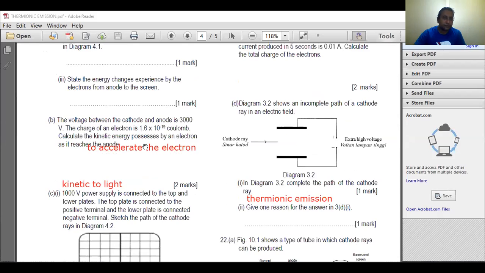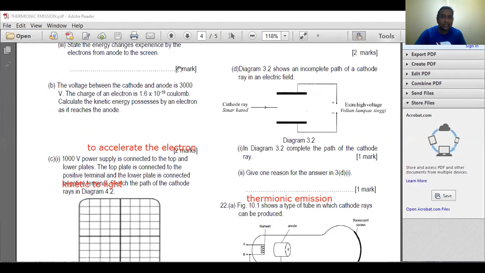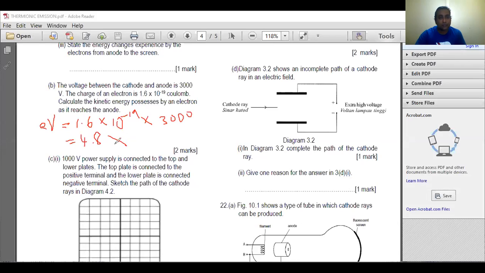Next. The voltage between the cathode and anode is 3000. The charge is 1.6. Calculate the kinetic energy possessed. This one they just want the kinetic energy, so you just calculate the electric energy, which is eV. So e will be 1.6 times 10 to the power negative 19, and the voltage will be 3000. So you get 4.8 times 10 to the power negative 19 joule. This one is very simple because they just want the kinetic energy only.